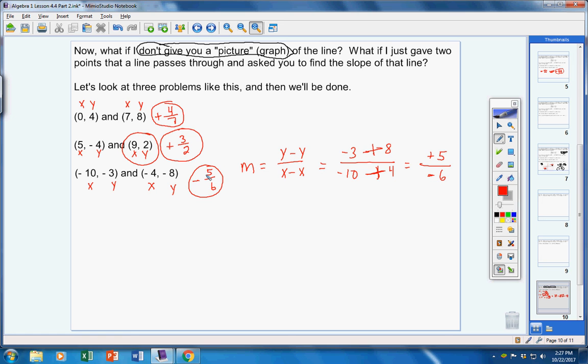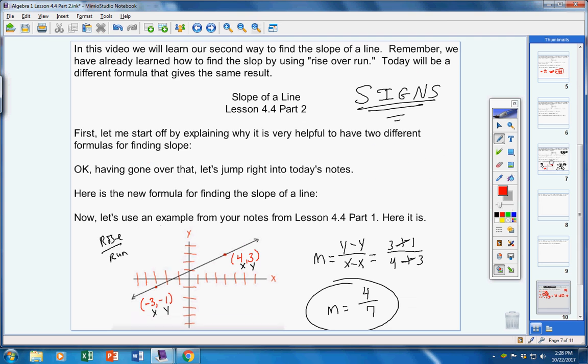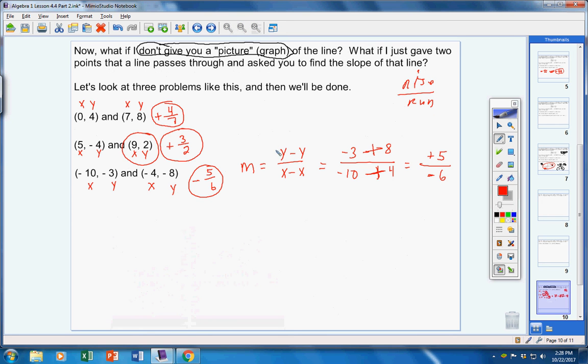Okay? So there's the other way to find the slope of a line. Rise over run is a good way to find the slope when you have an actual picture of the line like we did here. And y minus y over x minus x is a great way to find the slope of a line when you're simply given 2 points with no picture or no graph of the line.